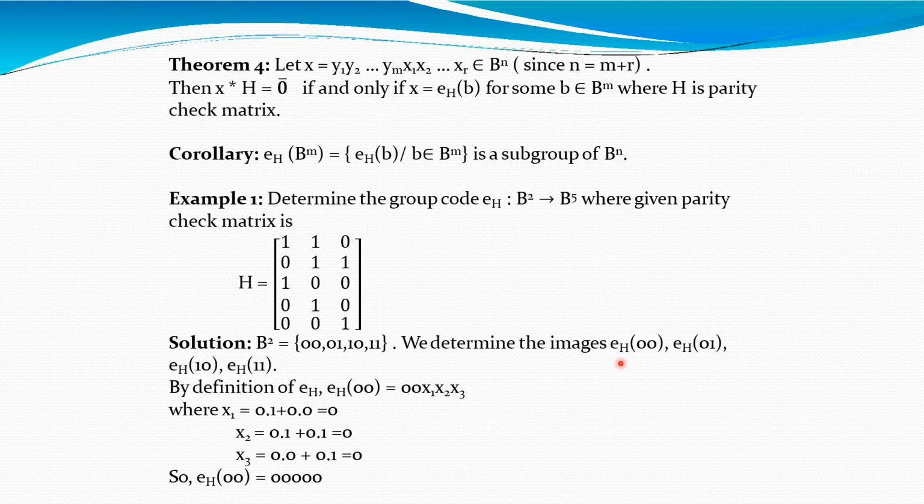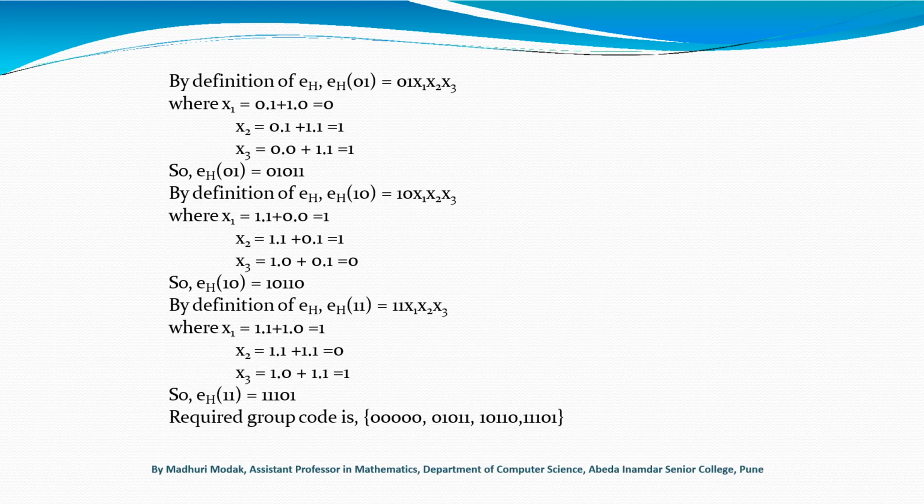So x1 will be 0, 1 multiplied by the first column. Then x2 will be 0, 1 multiplied by the second column. x3 will be 0, 1 multiplied by the third column, like that. So in this way we have to calculate all the elements. So finally we get all the code words.